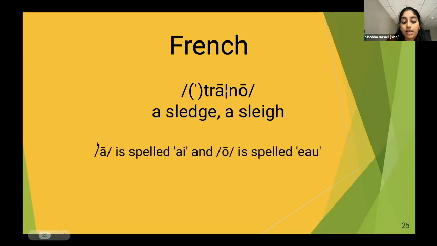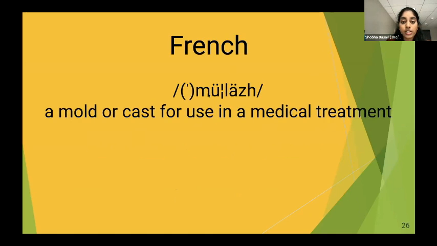Yeah, so the A sound in French, like we said, can be spelled with an AI, and then the O sound at the end of a word is spelled EAU. And so based on that, traîneau is spelled TRAINEAU. Great. One more French example, this word is pronounced moulage, and it's a mold or cast for use in a medical treatment.